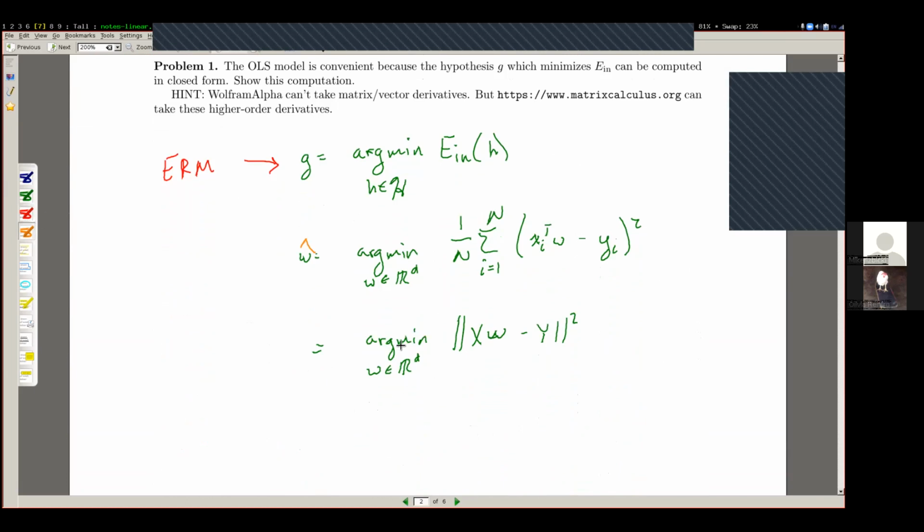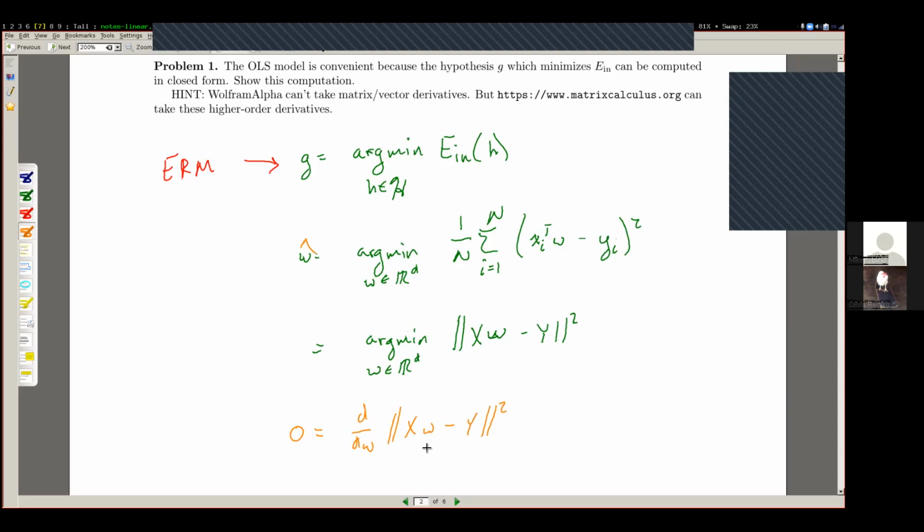Anytime we have a minimization problem, from calculus, we know that the way we solve that is we take the derivative and set it equal to 0. So I'll say 0 equals, we take the derivative with respect to whatever variable we're minimizing with respect to. So d/dw of this whole thing, Xw minus y squared.